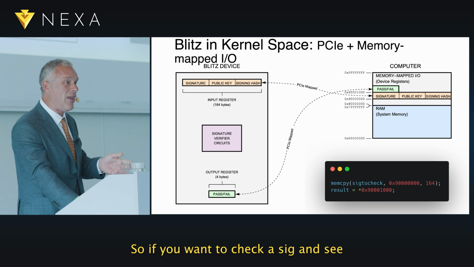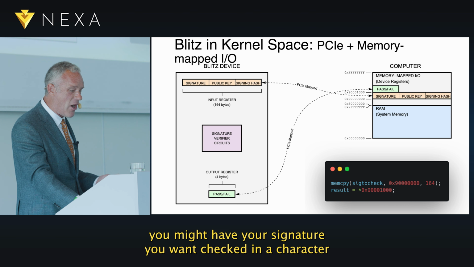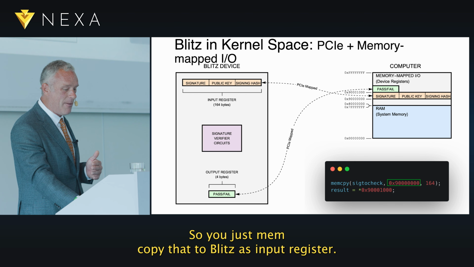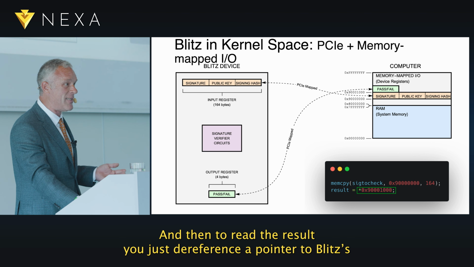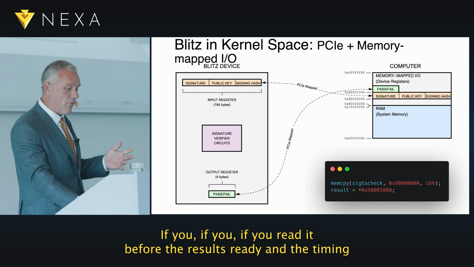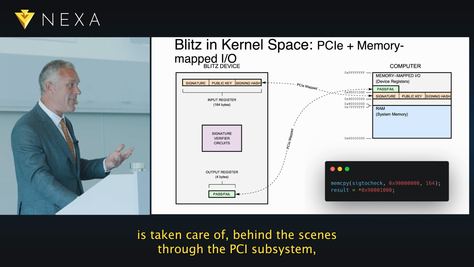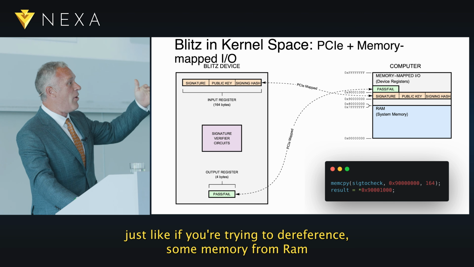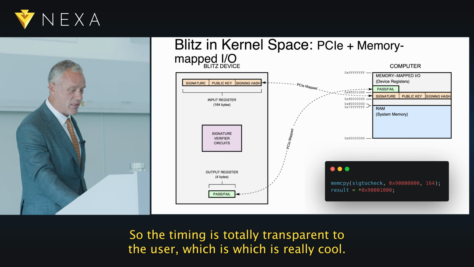So if you want to check a sig in C, you might have the signature you want checked in a character array. You just memcpy that to Blitz's input register. And then to read the result, you just dereference a pointer to Blitz's output register, and you get your pass-fail result. If you read it before the result's ready, the timing is taken care of behind the scenes through the PCIe subsystem. Just like if you're trying to dereference some memory from RAM and you had a cache miss, it just takes a bit longer. So the timing is totally transparent to the user, which is really cool.